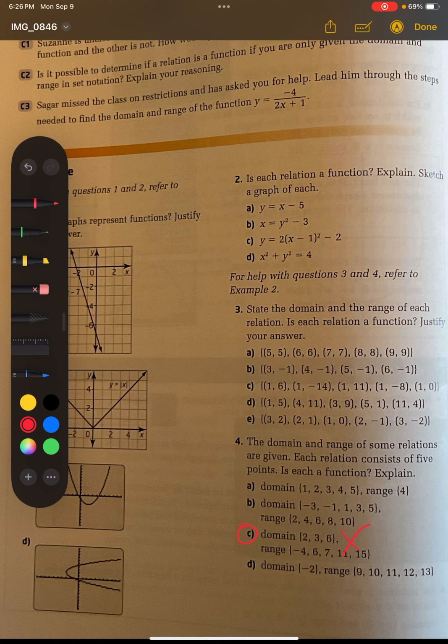And now we have D. Okay, I have one value pointing to, what does -2 point to? Well, it could point to 9, 10, 11, 12, or 13. Okay, so I have one value in my domain, which if I say, hey, what does -2 give me? There's more than one answer. That is not a function. That's what makes up functions. Okay, that's all for question 4.